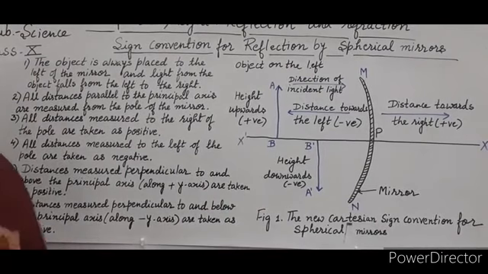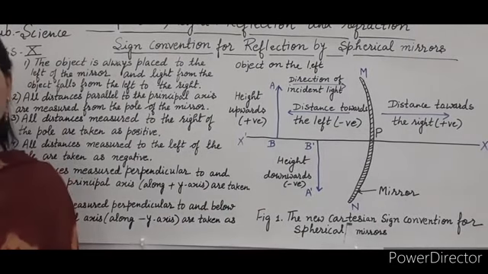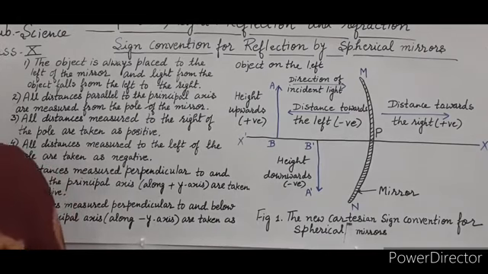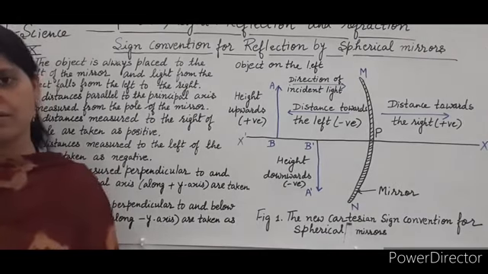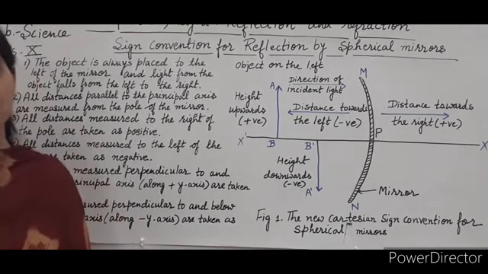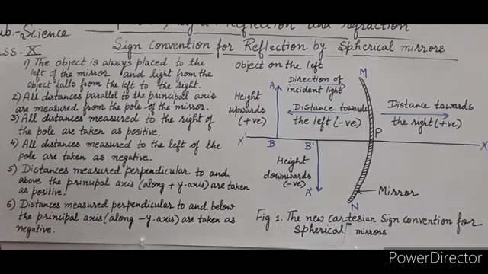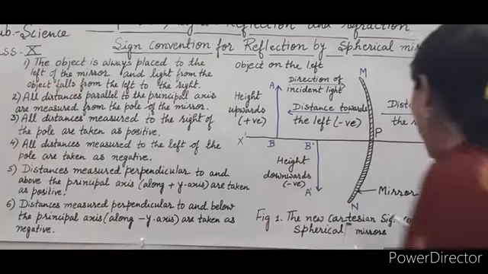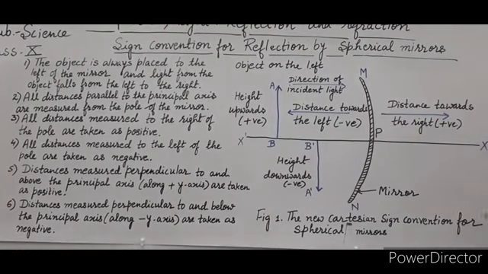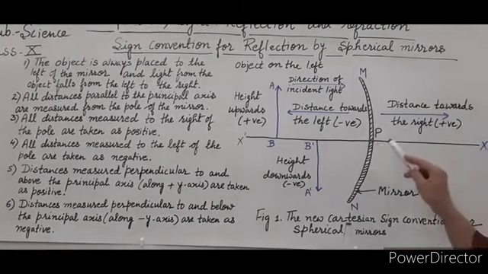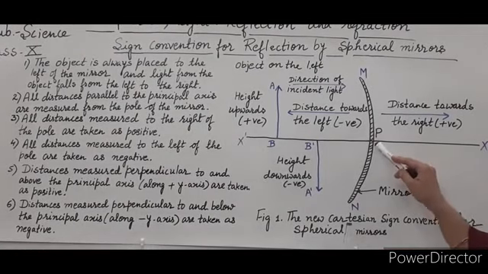In order to deal with reflection by mirrors, we should follow a set of sign conventions, which is called the New Cartesian sign convention for mirrors. Figure 1 shows the New Cartesian sign convention for spherical mirrors. According to this, the pole of the mirror, P, is taken as the origin.